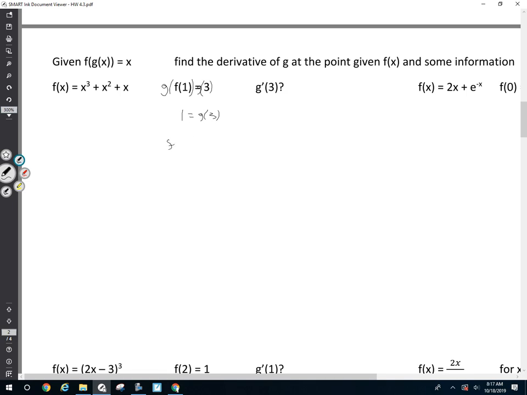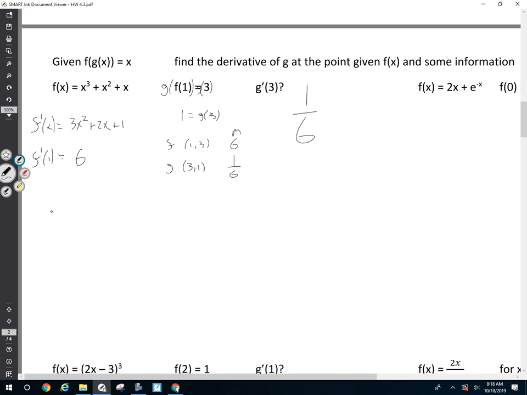Or f has the point (1, 3), g's got the point (3, 1). This is not necessary to do to understand this. If you know inverses, then you know this. If I want to find g prime of 3, I need to find f prime of 1. Because if I know the slope of f at (1, 3), the slope of g would be the reciprocal, not the inverse. So all we need to do is find f prime at 1. I get 3x squared plus 2x plus 1. f prime of 1 is 3 plus 2 plus 1, 6. That means on g, the slope would be 1/6.